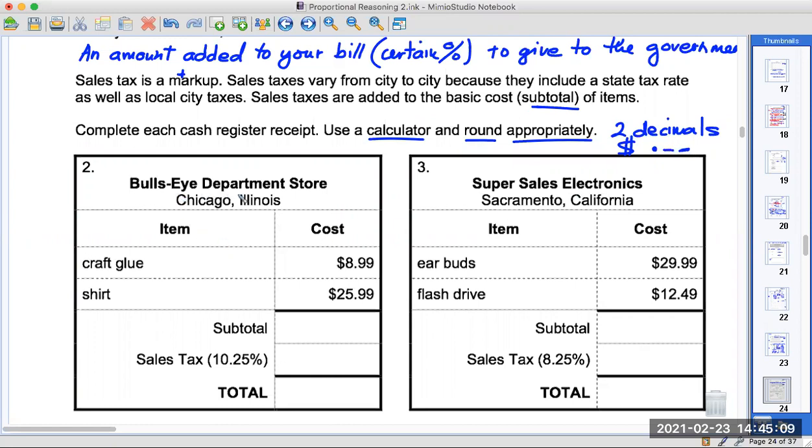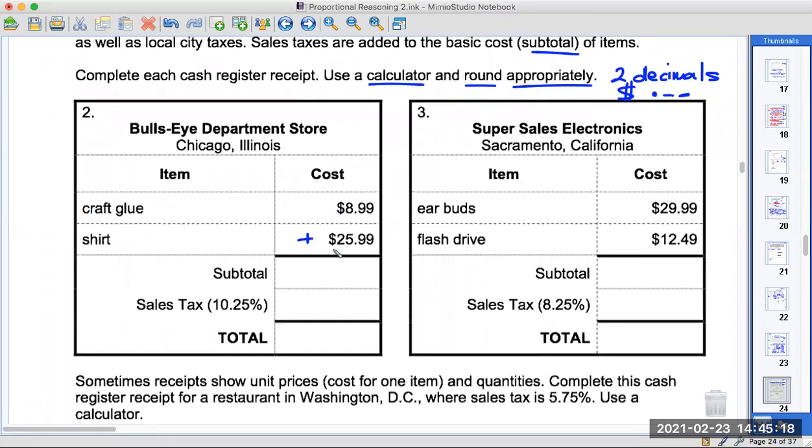All right, let's look. Bullseye Department Store in Chicago. Graph glue, $8.99, shirt, $26. So you add these two. Use your calculator. I got $34.98. So that's the subtotal. Now we have to add the sales tax, but we have to find it. It's 10.25%. So you need to change percent to decimal. That's always the first step.